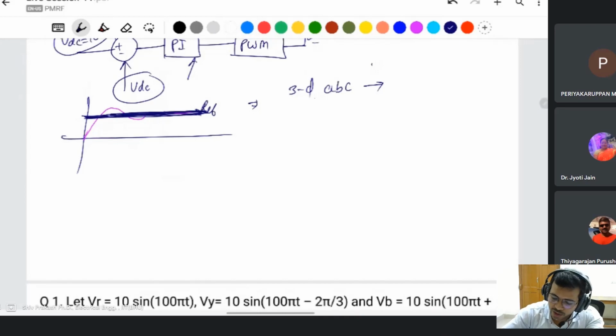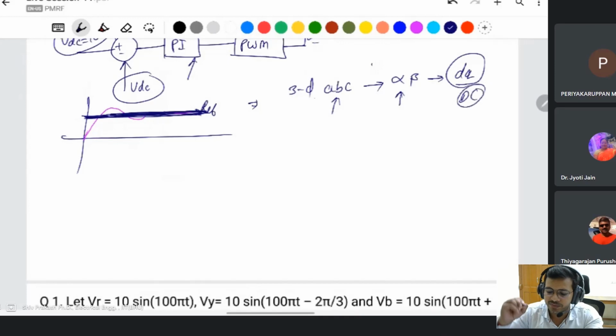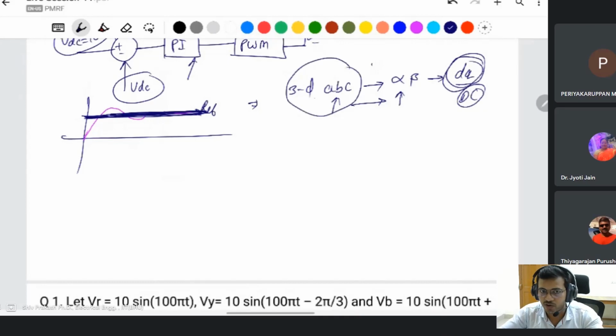You have to convert the three phase AC signal into a two phase AC signal, like alpha beta. This is the three phase AC system, and this is the two phase system. After that, you apply the DQ transformation. This is the DC signal. First you go to alpha beta, and after that you go to the DQ system. This is the process of converting a three phase AC system into the equivalent DC system. After that, the D and Q values are fixed. If you change the DQ values, the magnitude of the ABC signal will change, and you can control it more easily by using DQ control.